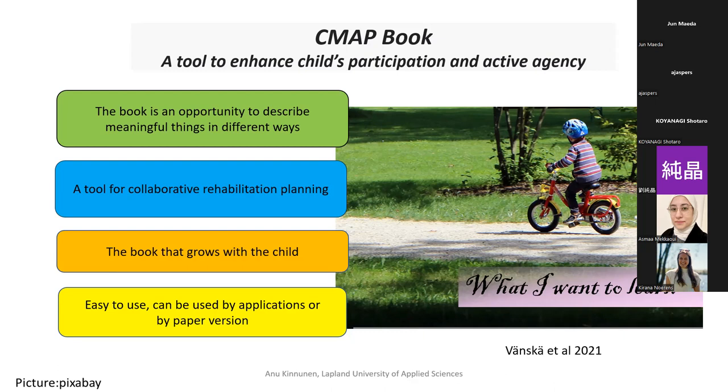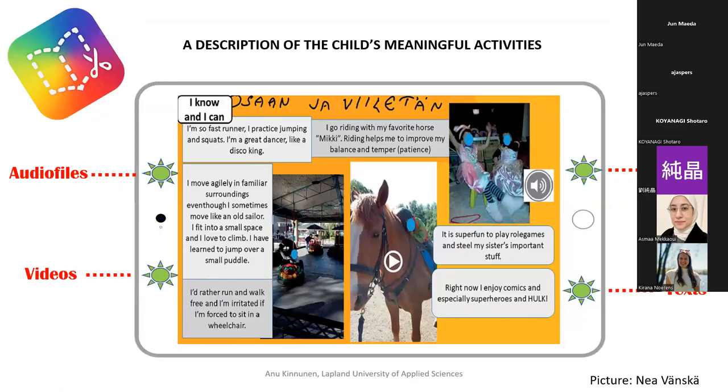And the book can be an application, like an ebook, or if you want the traditional version, you can make a paper version of it. So it's all about the children's meaningful activities and what they want to learn and what they need from us adults.